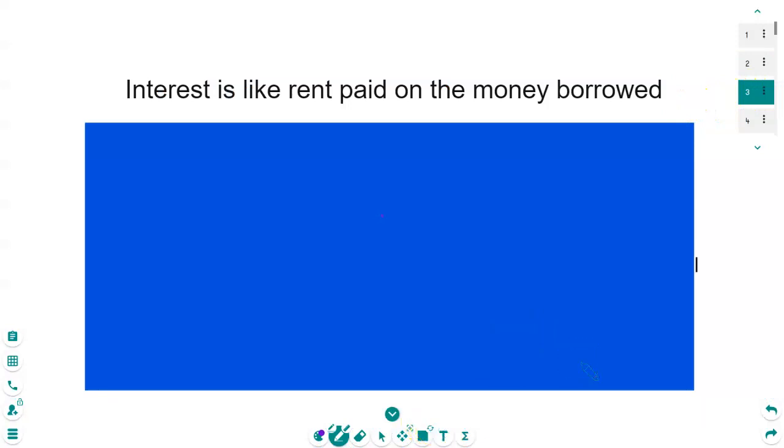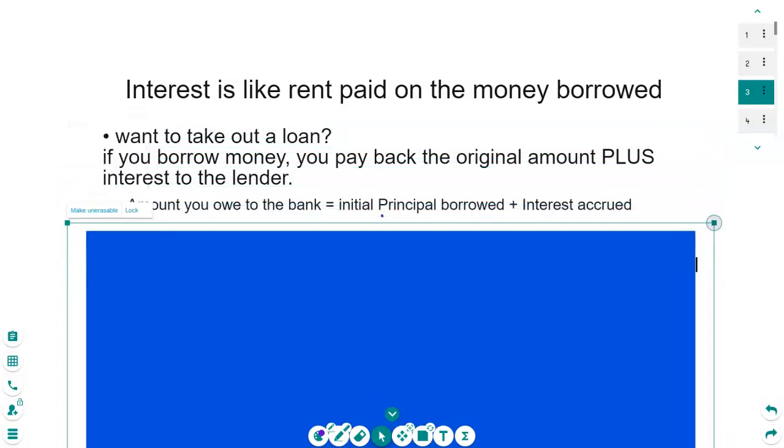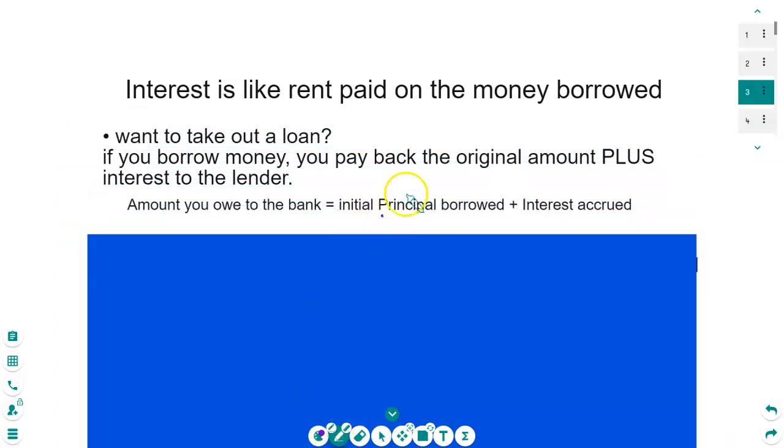But first we need to understand what is interest. Okay, interest is like rent paid on money you borrow. So you can't just borrow money for free. Otherwise everyone would have houses. Okay, you have to pay interest on this money. So when you pay back the loan, you're paying back the original amount plus interest to the lender. Okay, so the amount you owe to the bank is the initial principal plus the interest accrued. And you may have seen this as a formula, A equals P plus I.